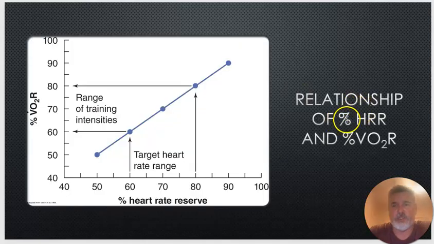So what's the relationship between percent heart rate reserve and VO2 reserve? You can see that there's a linear relationship because there's a linear relationship between work rate and heart rate, and the percentages 60 to 80% equate to 60 to 80% of VO2 reserve. Okay? These are percents, not actual values. So if I'm using heart rate reserve, 60 to 80%. If I'm using VO2 reserve, 60 to 80% is the average for most individuals.